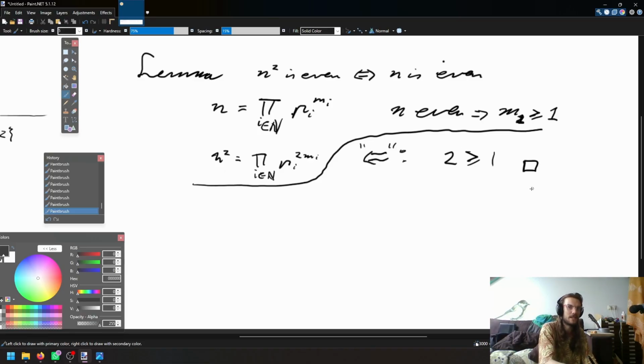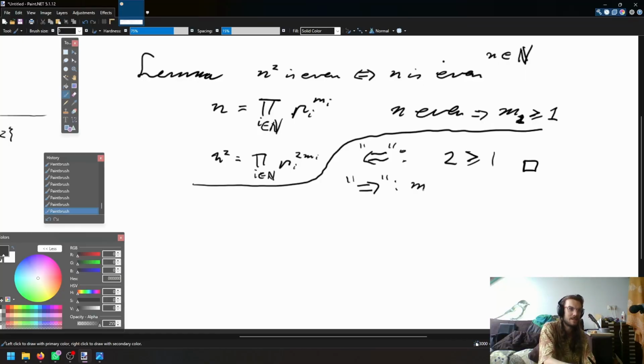Sometimes you see a little square when a proof is done. And then the other way around, we start with the assumption that n squared is even, and we want to know that n is even. Well, if n squared is even, and n is a natural number here, that means that all its prime factorizations have a multiplicity that is also even, including m1. So m1 is going to be some positive number.